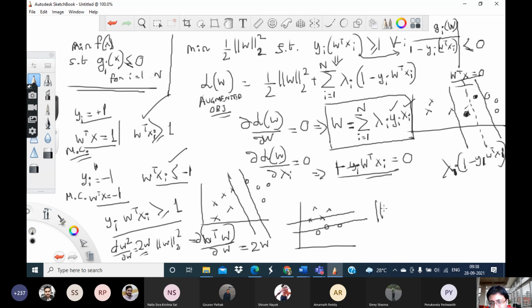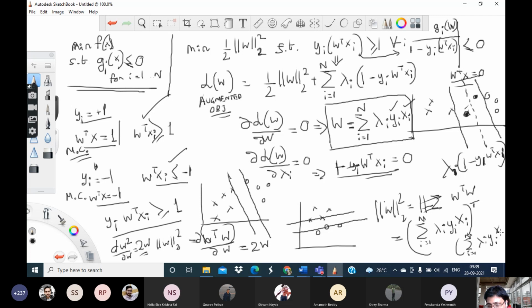For example, if I see the L2 norm square of w, what is that? That is of course w transpose w. So I simply write it as the summation over i equal to 1 through n of lambda i yi xi, whole transpose, times the summation over i equal to 1 through n of lambda i yi xi. Correct? This is what you get.